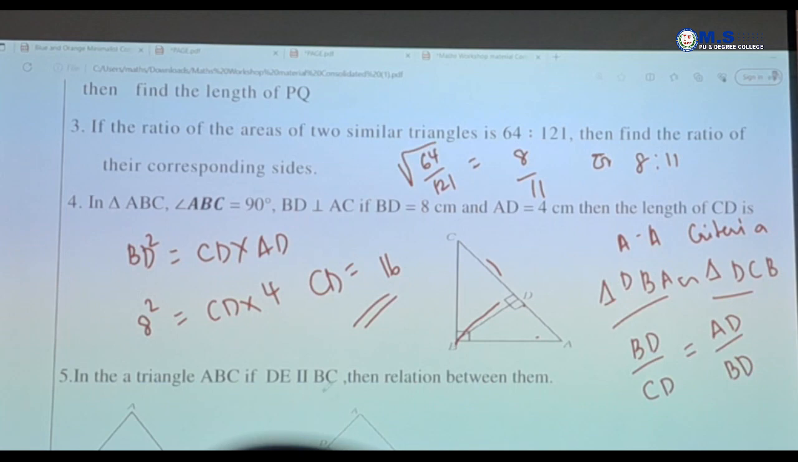Any doubt? Sir, it's not this concept. Two triangles are similar because the corresponding angles are equal. We should use what? AA criteria.